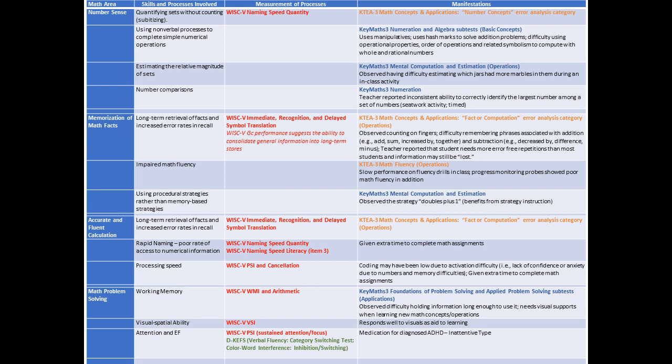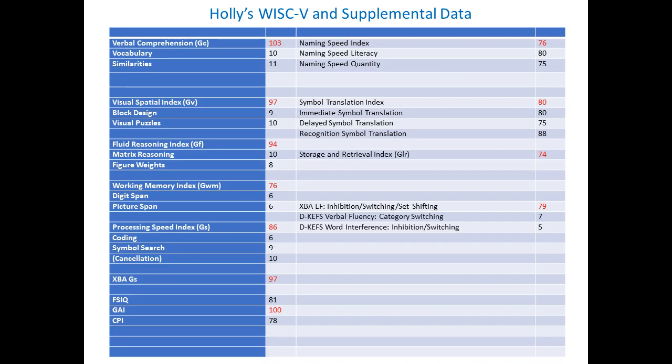Holly was diagnosed with ADHD inattentive type, and she is taking medication currently. So here's our WISC-5 performance and the supplemental data, which is primarily the Delis-Kaplan. So GC is a 103, visual processing 97, fluid reasoning 94. You'll see that her working memory is poor, 76.